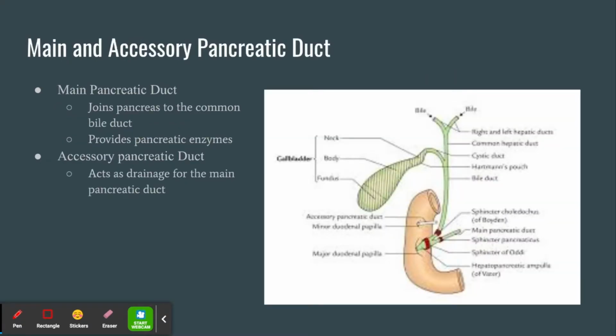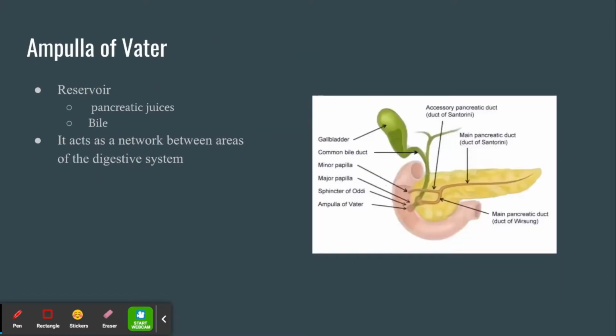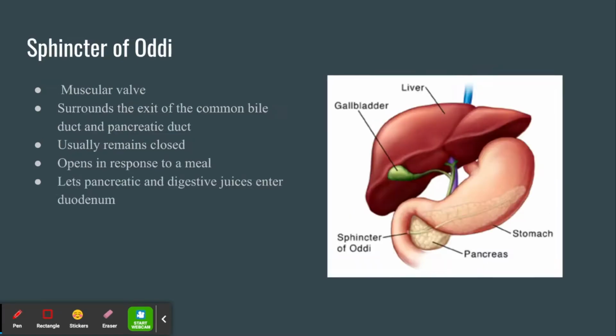Then there are the main and accessory pancreatic ducts. The main pancreatic duct joins the pancreas to the common bile duct, and it provides pancreatic enzymes. The accessory pancreatic duct acts as a drainage for the main pancreatic duct. Then the ampulla of Vater acts as a reservoir for pancreatic juices and bile. It also acts as a network between areas of the digestive system to transport the pancreatic juices and bile.